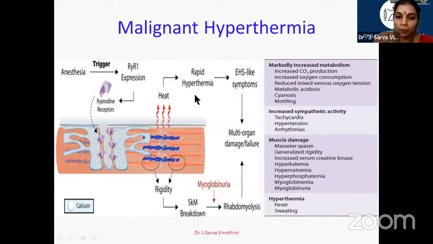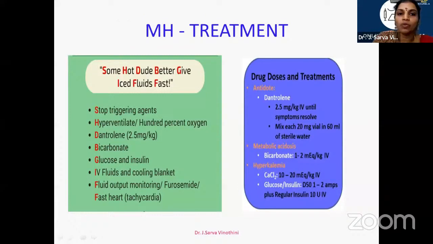So the main symptoms of malignant hyperthermia are because of the markedly increased metabolism, the increased sympathetic activity, and the muscle damage because of the rhabdomyolysis. Because of markedly increased metabolism, we have increased CO2 production, increased oxygen consumption, acidosis, etc. And because of muscle damage, we have muscle spasm, rigidity, hyperkalemia, myoglobinuria, myoglobinemia, and definitely fever because of the increased metabolism and rigidity. So how do you treat?